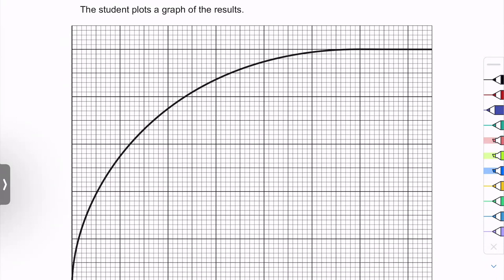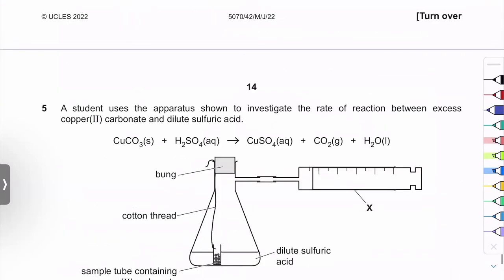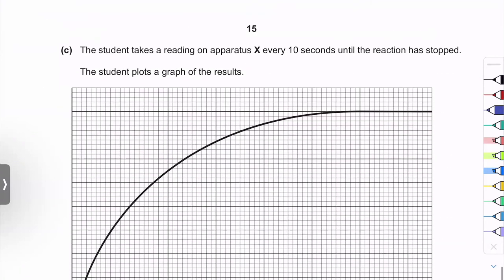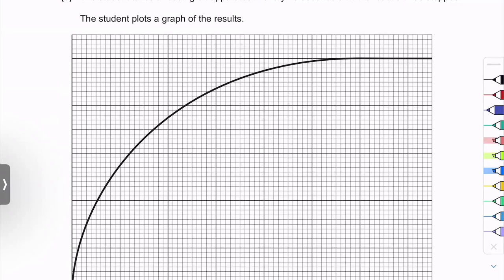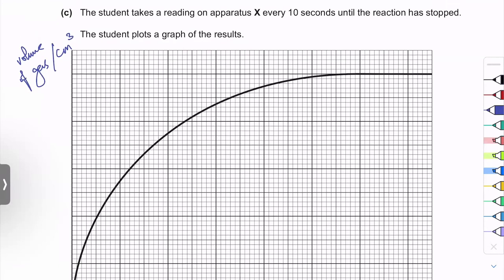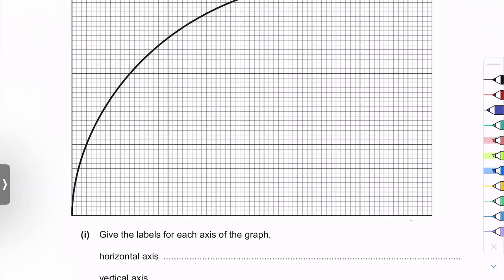Okay, he has given us a graph. Student plots the graph of the result. He hasn't given us any labels, but we know that we are measuring the volume. So volume is measured in what? Unit. Centimeter cube. So we'll say volume of gas or volume of carbon dioxide. Don't just write VOL. The examiner won't know what VOL is. And always write the unit like that, or if you don't like that, you can write the unit in parentheses. But these are the only two acceptable ways. Similarly, on this side, we have time. Don't write T, just write the whole thing: time, seconds.